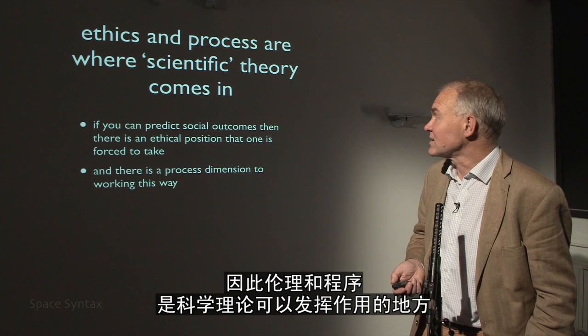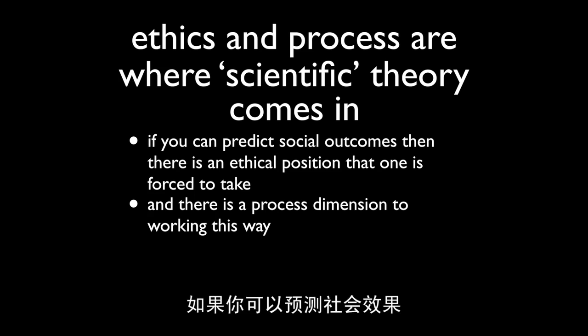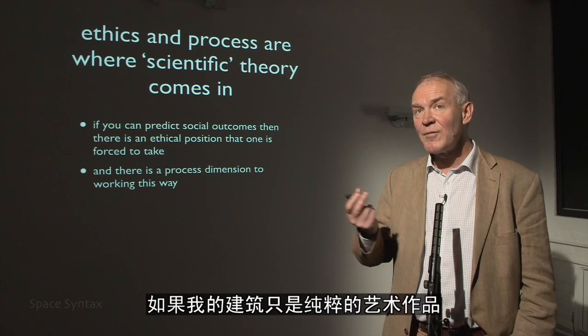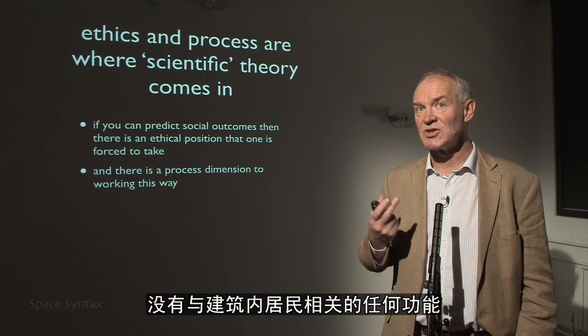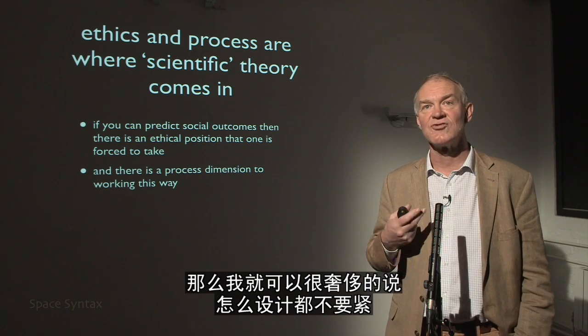So ethics and processes are where scientific theory comes in. If you can predict social outcomes, then there's an ethical position that one is forced to take. If I know that I can design in such a way that certain people will benefit and others will not, then I have an ethical responsibility to look after the people who have public access to my buildings. If my buildings are purely works of art and have no functional relevance to the people who inhabit them, then perhaps I have the luxury of saying that it doesn't really matter.